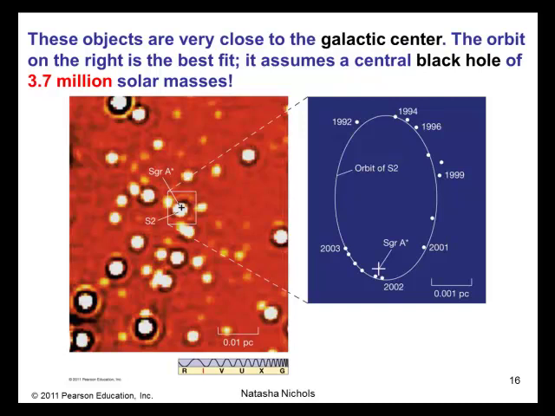The inset shows the orbit of the innermost star in the frame, labeled S2, between the years of 1992 and 2003. The solid line shows the best fitting orbit for S2 around a black hole of 3.7 million solar masses.